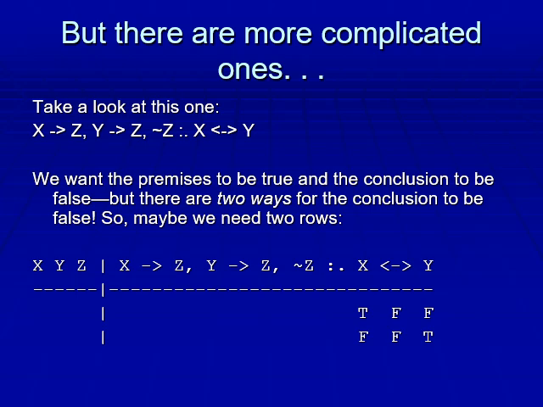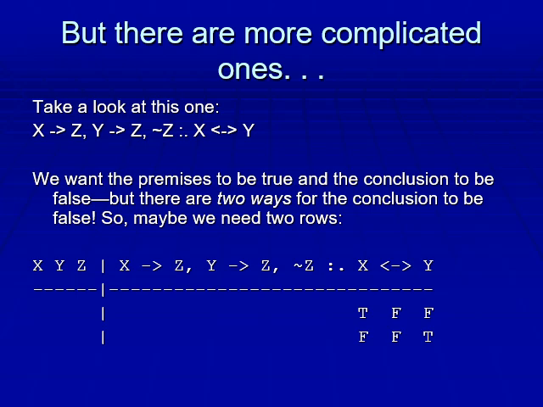If x, then z. If y, then z. Not z, therefore x, if and only if y. We want the premises to be true and the conclusion to be false, as always. But there's two different ways for the conclusion to be false. So maybe what we should do is we should start out with two different rows.